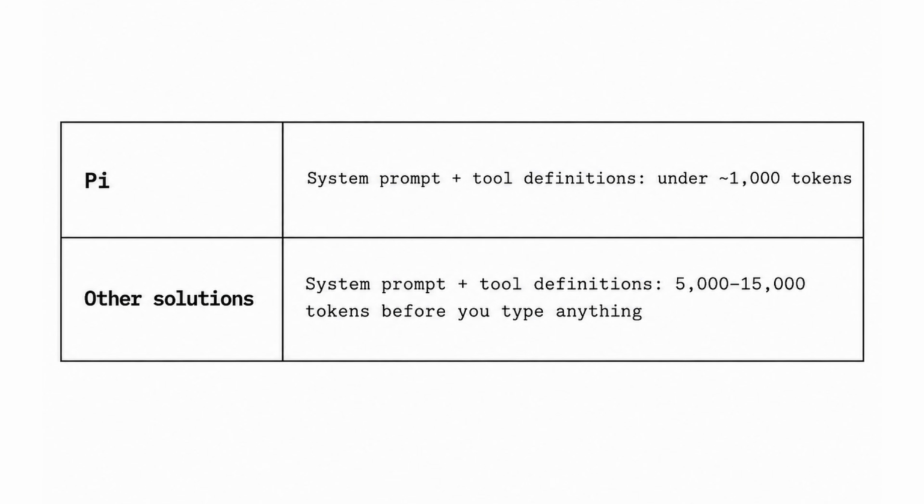Second, Pi's system prompt and tool definitions come in at around 1,000 tokens. Other solutions burn 5,000 to 15,000 tokens before you've typed anything.